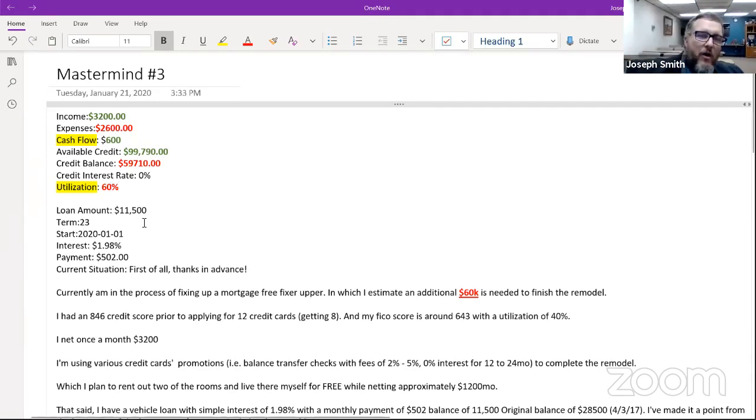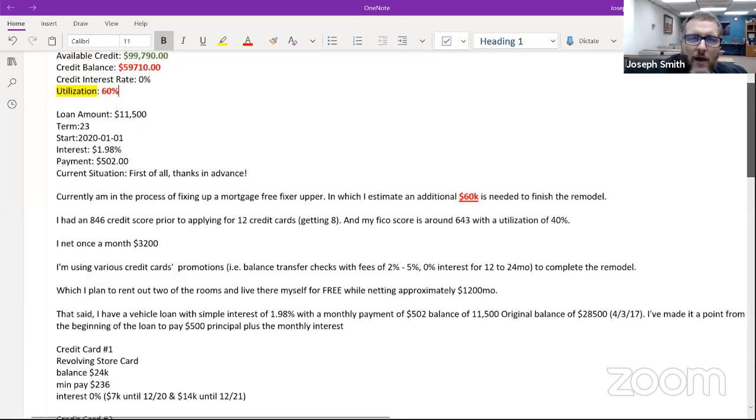So they have an auto loan, if you read into this, and the balance that's left is $11,500, 23 years. Still, is that, no, 23 years. Must be 23 months still left to pay. I don't know if there are 23-year auto loans. But anyway, it's only 1.98%, and its cost is $502 a month.